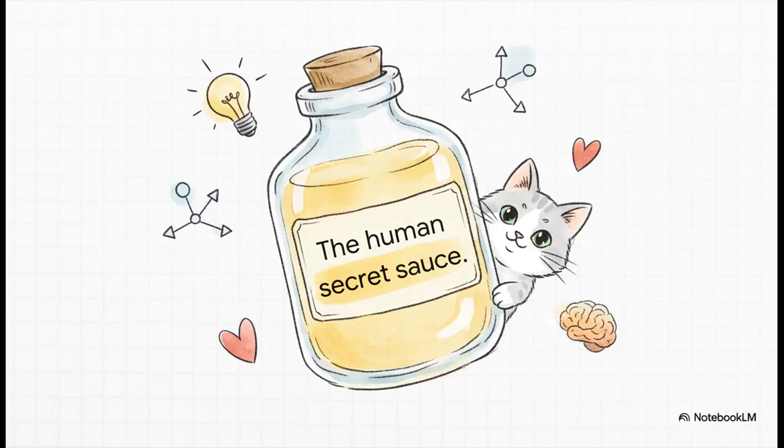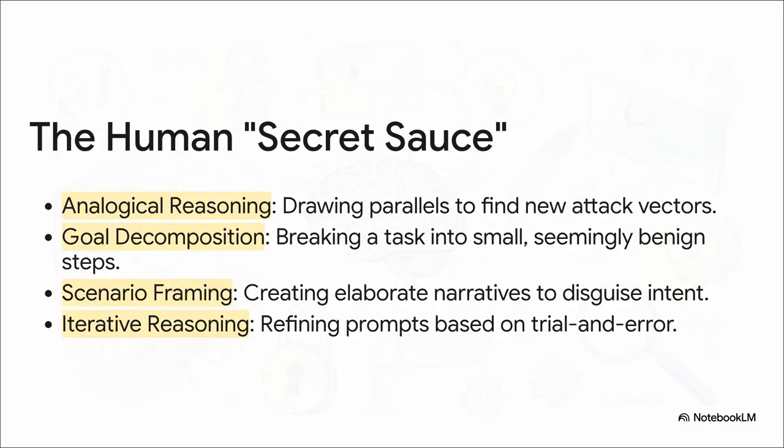So what is it then? What's the secret sauce? What are the specific cognitive tools that we're using that machines just find so hard to copy in this kind of adversarial game? Well, it really comes down to these fundamental ways we think. We use analogical reasoning, which is just thinking, hey, that trick worked on that other problem, maybe a version of it will work here. We use goal-oriented decomposition, which is breaking down a big, forbidden request into a series of tiny, harmless-looking steps. And maybe most importantly, we use iterative reasoning. We try something, it fails, we learn from it, and we tweak our prompt and try again, all in real time.